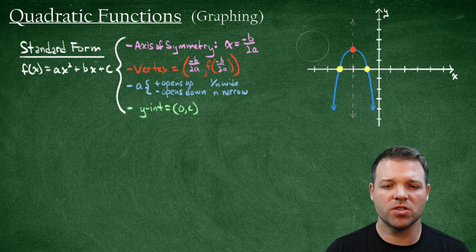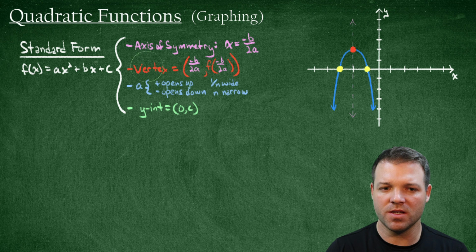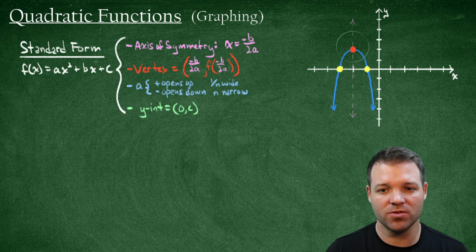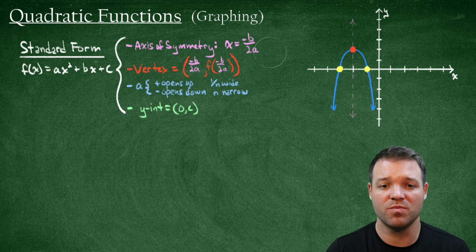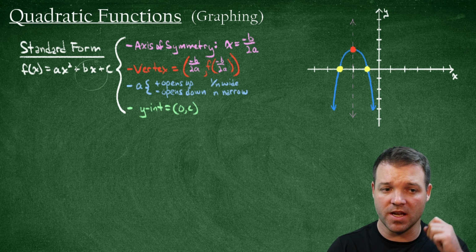All right, so once we know the axis of symmetry, we can figure out the vertex by simply plugging in the x value. The x value is the same thing as the axis of symmetry. It is negative b over 2a, and then all we have to do to figure out the y value for the vertex is go ahead and plug that value back into our standard form.